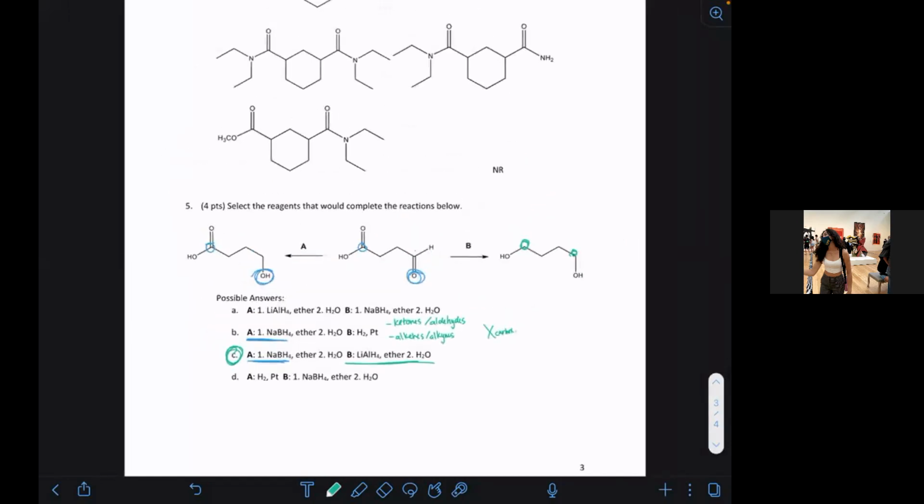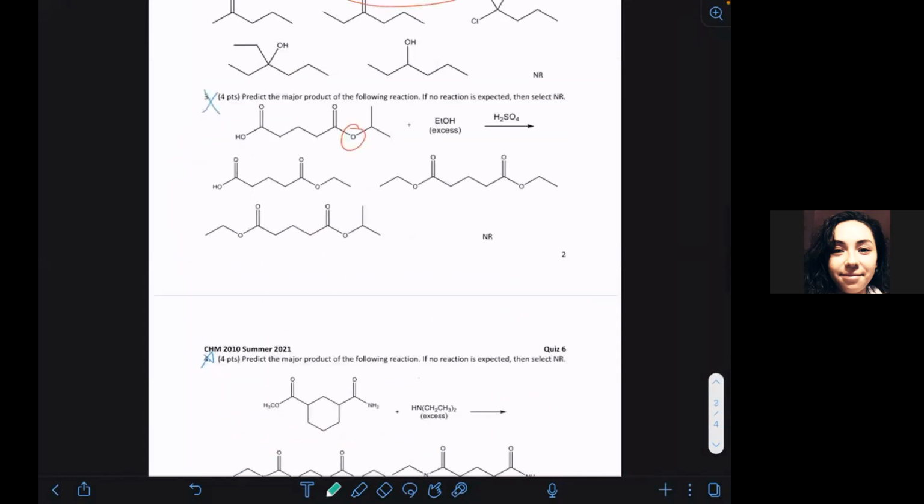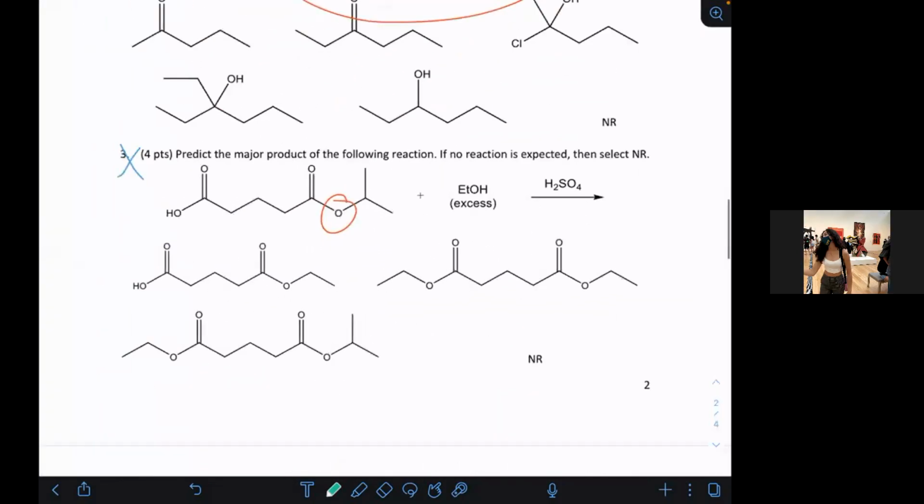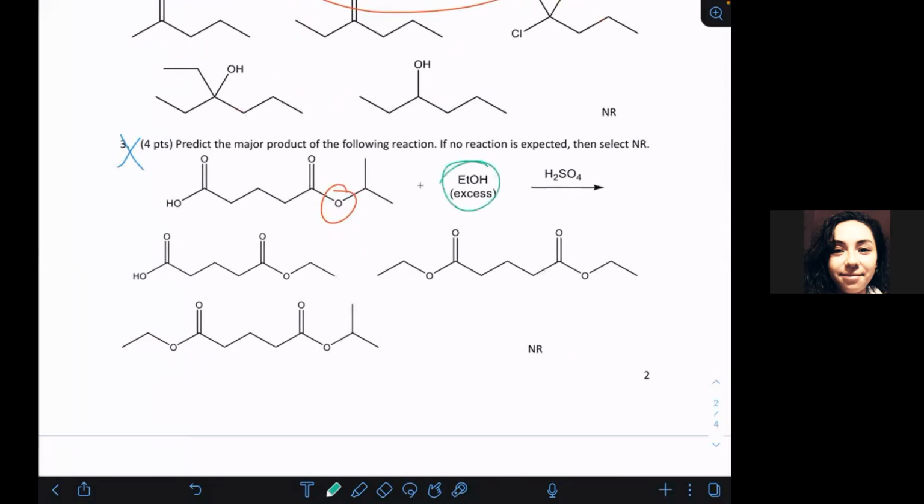Did you do number 3 or did you guys skip over it? We did not do number 3. I don't recognize this either way from anything we've done. Do you? I looked it up and it's ethanol, and then the H2SO4 is from the Fisher acidification.